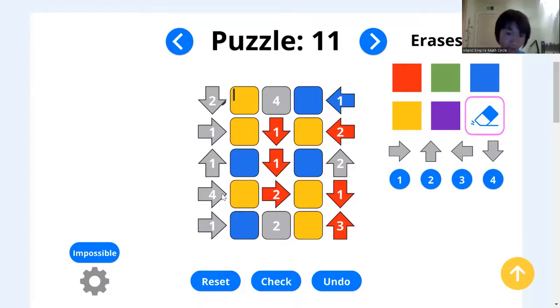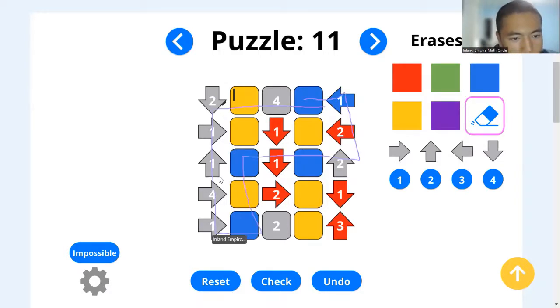Yeah, I'm kind of stuck on the blue. Perhaps if the 4 goes red, like this, there's nowhere to go. Like that. How do we get to the 4? Is the 4 just not part of the blue loop? It's like yellow or something? I mean, I guess it makes sense. Oh wait, I think I got it, guys.